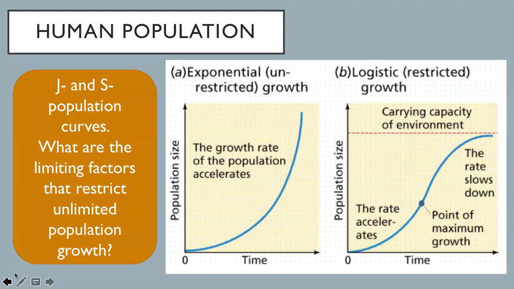Recall from topic 2.1 that there are two types of population curves: the exponential or unrestricted population curve, or the J curve, and the logistic or restricted growth curve, or the S curve. Do you recall what environmental factors restrict or limit population growth? What are the limiting factors? What drives the carrying capacity of an environment for a particular species? Consider habitat, food, water, also predators and disease, and so on.